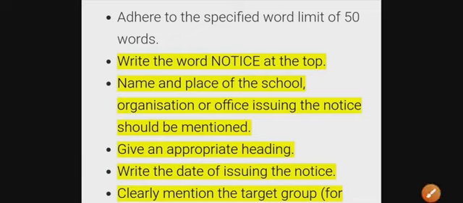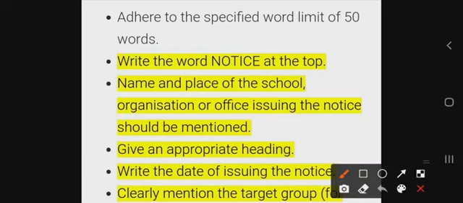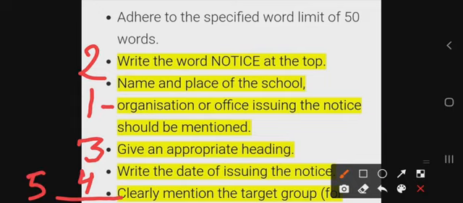Now I suggest that this is point number 1. All right. Name and place of the school or organization or office issuing the notice. It should come in the beginning. All right, children. Then number two should be the word notice. All right. Then number three should be an appropriate heading. Now, suppose the notice is about a dance competition, so that heading should come there. Then comes the date of issuing the notice, and then at last the fifth point, that is the body of the notice.